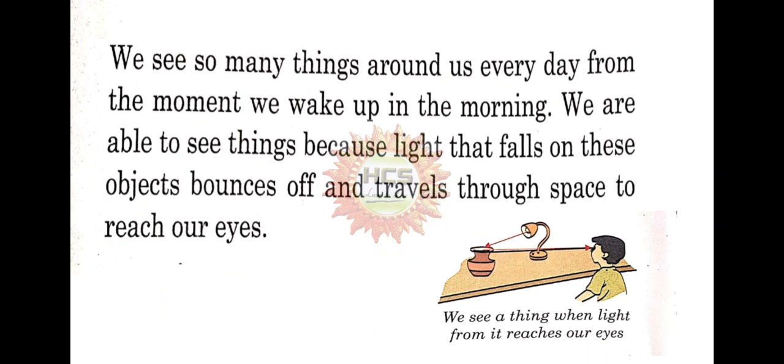There are a lot of things. So why are we able to see these things? We are able to see these things because light falls on those objects, bounces off, and travels through space to reach our eyes. We are able to see anything because of the light. We see a thing when light from it reaches our eye. Look at the picture. If there is no light, then we will not be able to see any object or anything.